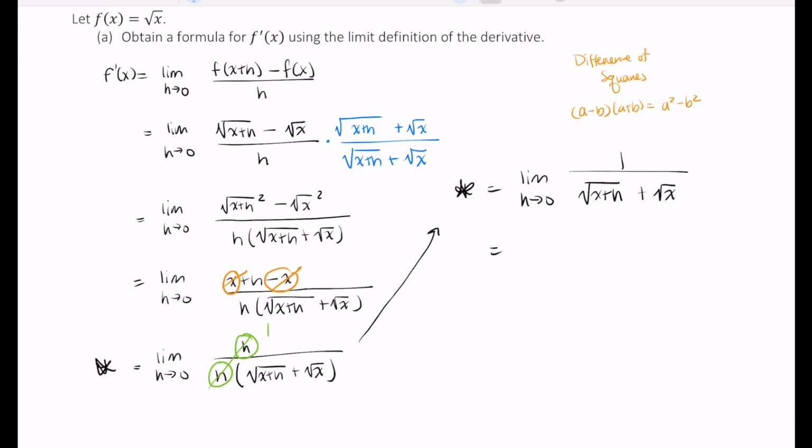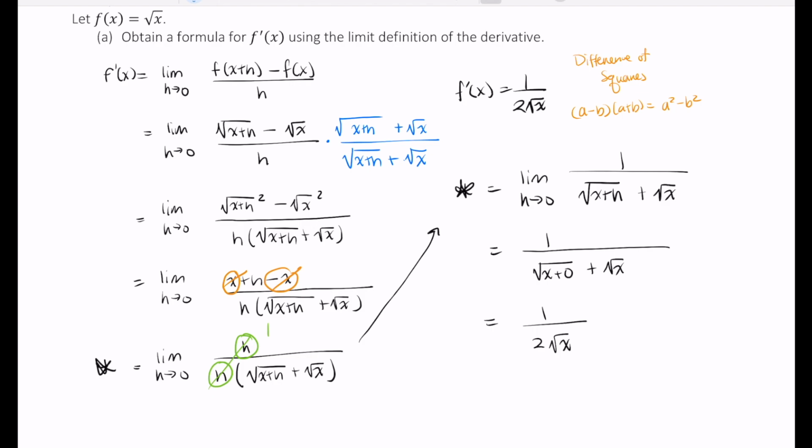So I can go ahead and plug in the 0 for h, and it will not impact this expression. That means the 0 does lie in the domain of that expression, so I can drop my limit notation finally. This is 1 over the square root of x plus 0 plus the square root of x, and this equals 1 over 2 root x. Okay, so f prime of x is equal to 1 over 2 root x.